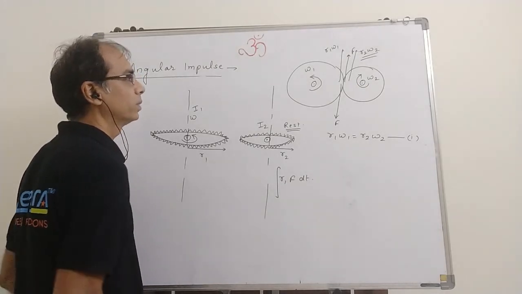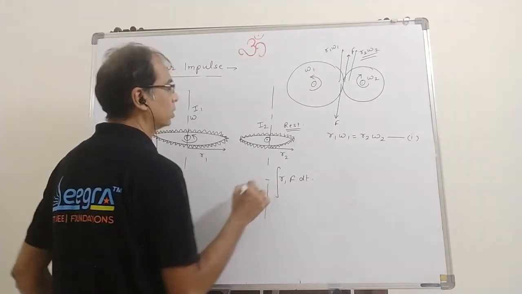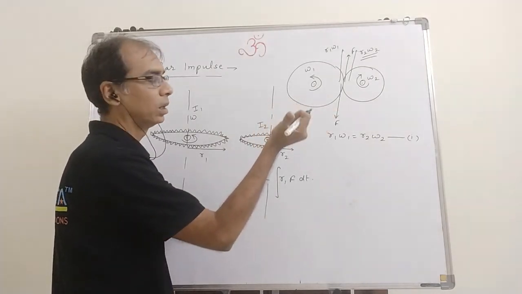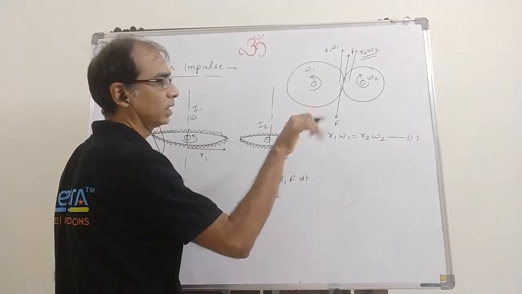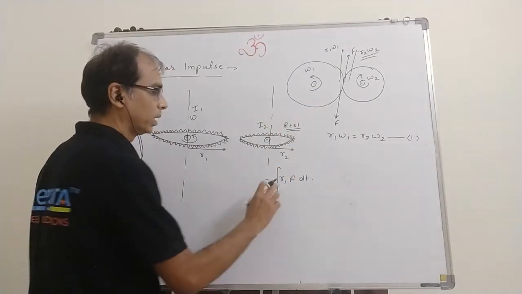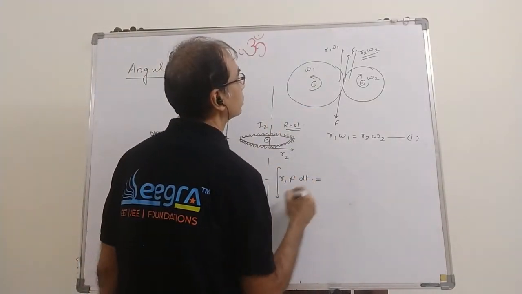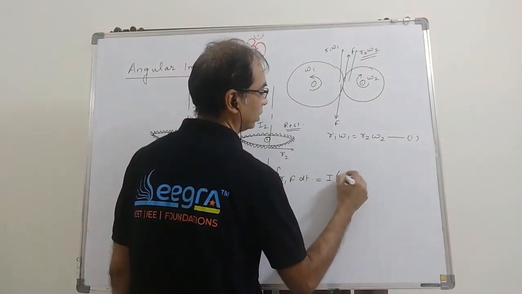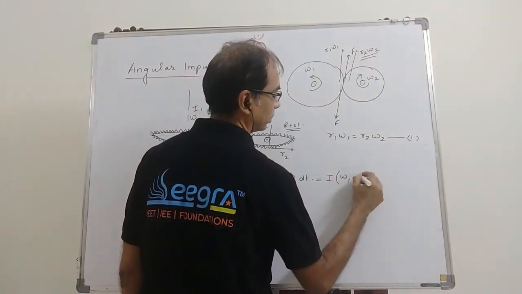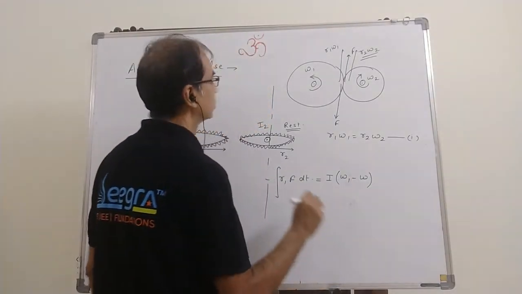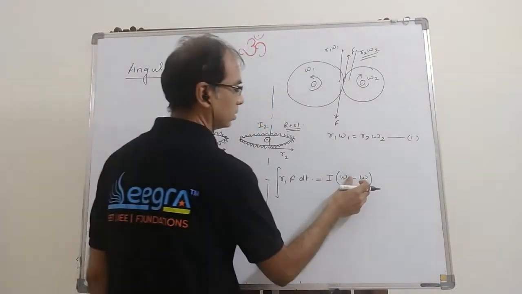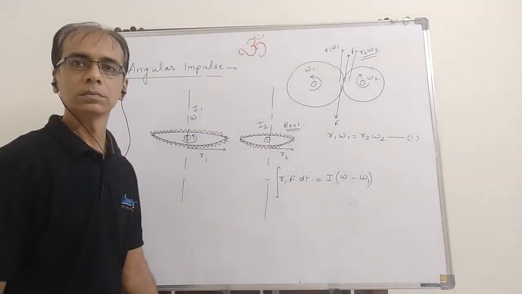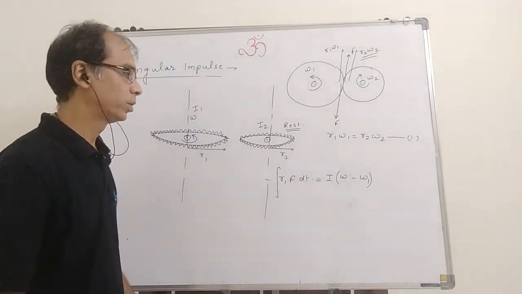So you take negative this one. Take negative. So say that whenever impulse is outside, outside is positive and inside is negative. So minus R1 F dt equal to I1 omega 1 minus omega. So initial is omega, final is omega 1. Right? This first part.